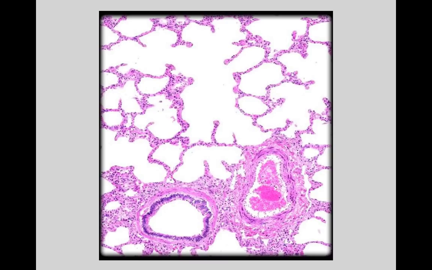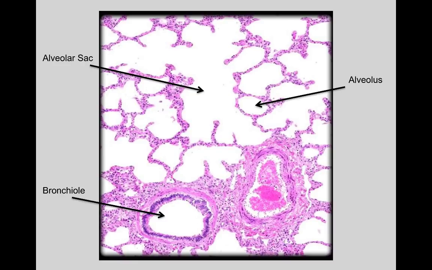Here's a histological view of the lungs similar to what you will see in lab. Here is an alveolar sac, and over here is a single alveolus. Down here is a bronchiole. You can see the smooth muscle layer superficially and the inner pseudostratified layer creating the lumen. And over to the right is a blood vessel containing erythrocytes. Can you figure out if it is an artery or a vein?